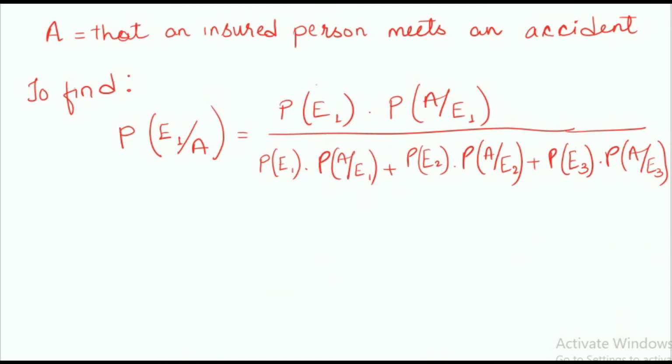But I need to find probability of A given E1. That means what is the probability that a person who is driving a scooter meets an accident. A given E2 is the probability of a car driving person meeting an accident, and A given E3 is the probability of a truck driver meeting an accident. So we need to find these, mark this as 1. Probability of A given E1: what is the probability that a scooter driver meets an accident, which is already given to us here?